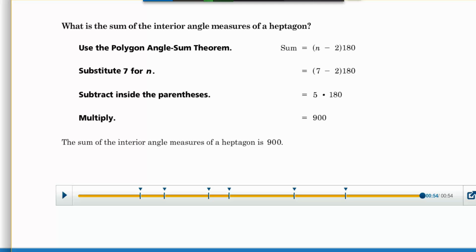So what we've done so far is we've worked just with triangles. We know the sum of the interior angles of a triangle always adds to 180. Now we can expand that and look at any polygon.